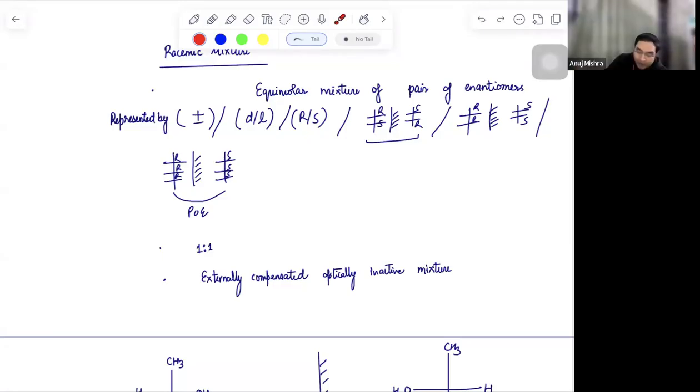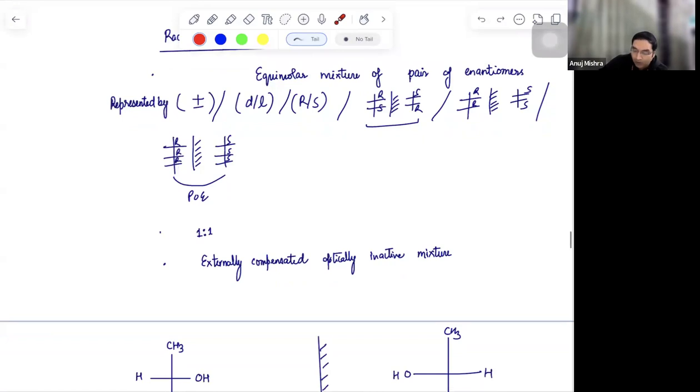POE means pair of enantiomers. And what is enantiomers? Non-superimposable mirror images. Okay? Non-superimposable mirror images, like your hands. So they can be mirror image, but you cannot keep one above the other. Okay? It's very rare. Right? It's not possible. So it's a non-superimposable mirror image.